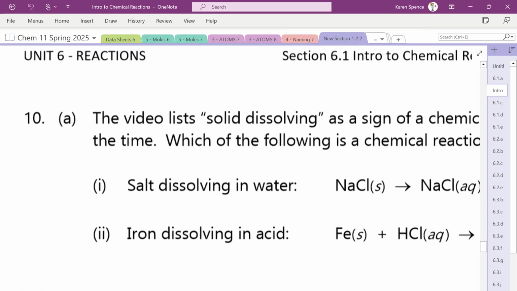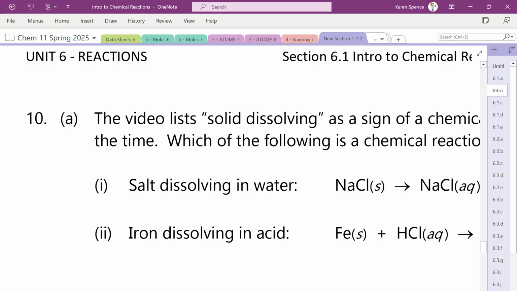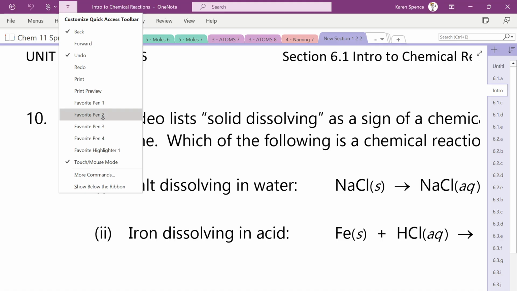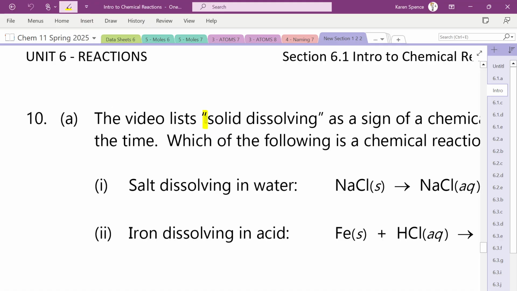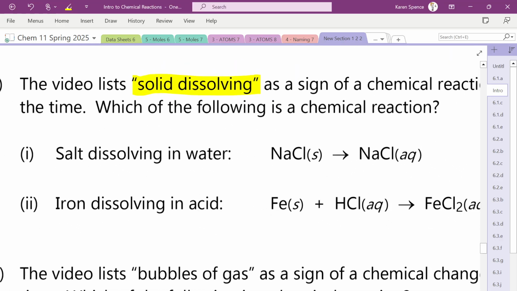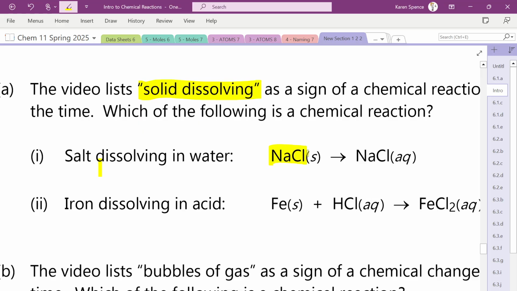The video lists solid dissolving as being a sign of a chemical reaction. Is it always true that a solid dissolving is chemical change? Are we always getting a new substance? No, why not? When could we have a solid dissolving and we don't get a new substance? If you have sugar dissolved in water, anything like that. Okay, so if we have a salt dissolving in water, we start with NaCl, we finish with NaCl.